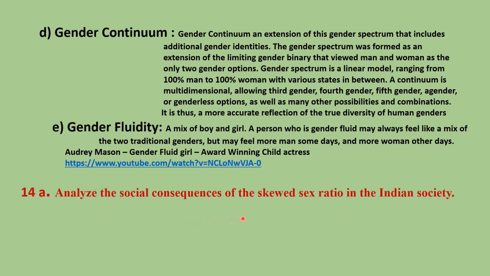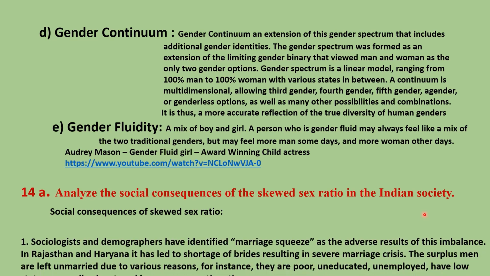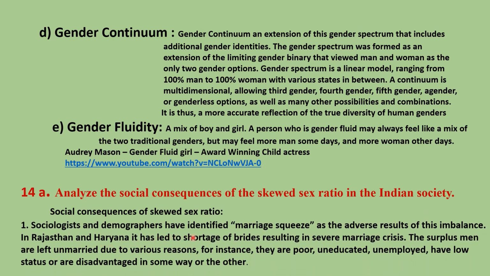Analyze the social consequences of the skewed sex ratio in Indian society. Social consequences of the skewed sex ratio are: sociologists and demographers have identified marriage squeeze as the adverse result of this imbalance. In Rajasthan and Haryana, it has led to a shortage of brides, resulting in a severe marriage crisis. That means the girls' number is very low, boys' number is increasing, and it is getting difficult to find girls. The surplus men are left unmarried due to various reasons. For instance, they are poor, uneducated, unemployed, have low status, or are disadvantaged in some way or the other.